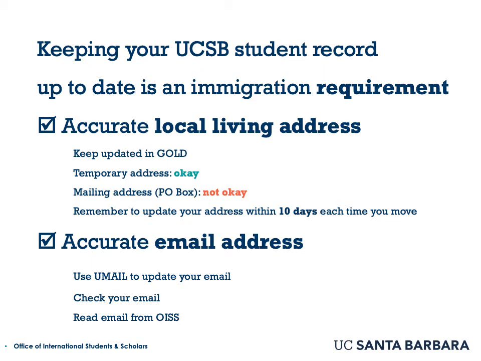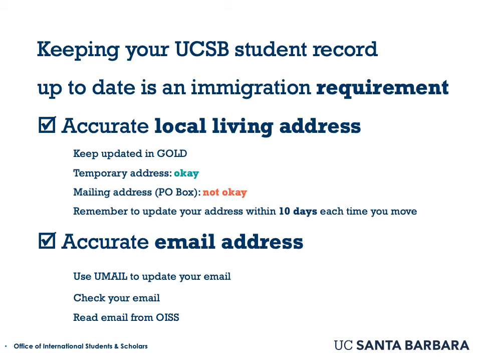So to keep your UCSB student record up to date, which is an actual immigration requirement, you need to have an accurate local living address. You need to keep that updated using GOLD. You can use a temporary address, but you cannot use a mailing address such as a PO box. You need to update your address within 10 days each time you move. So if you move from one apartment to another or from the dorms into an apartment, just make sure you update your address in GOLD.